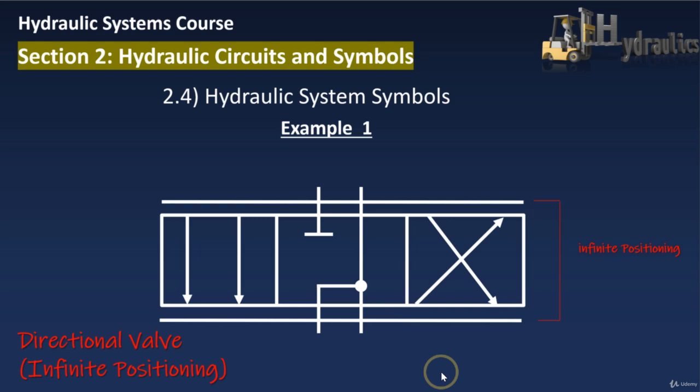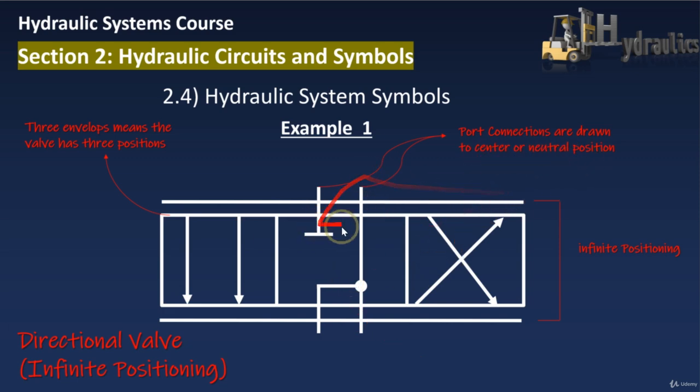We will come to know this one in detail in section 3 when we go to the types of control valves. Now I have here 3 envelopes, which means the valve has 3 positions. At the same time, the port connections are drawn in the center or neutral position. Let's assume that this is A, B, tank, and pump. So the port connections are drawn in the center, and the arrows show the flow path and the direction of the flow.